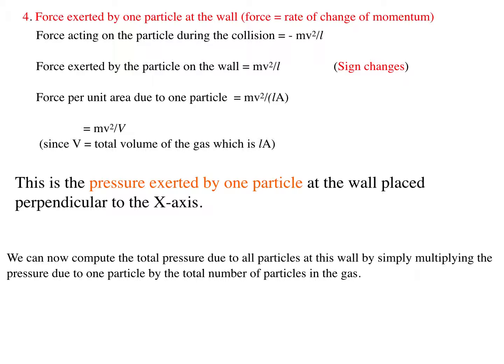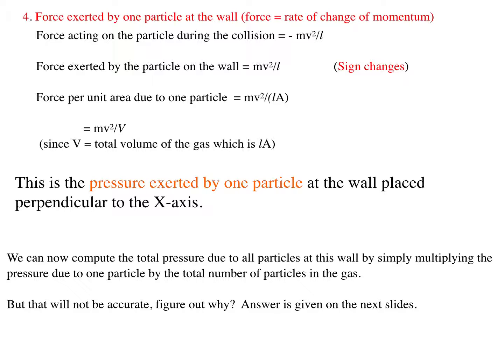Since we know now the pressure due to one particle, we can calculate the pressure due to all particles. We could do it in a couple of different ways, but simply multiplying this pressure we have by capital N, the total number of particles, will not give us the actual value. So we cannot do it by simply multiplying with the number of particles, and I would like you to think about why that is before we move on to the next slide.